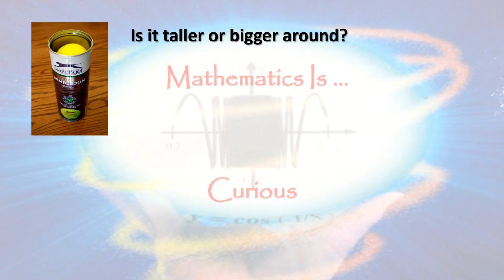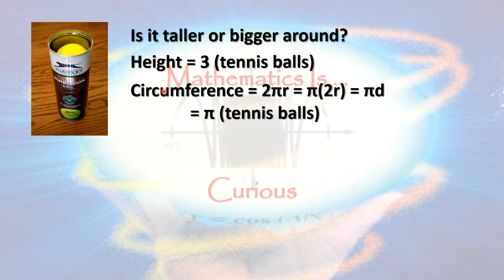The answer is actually fairly easy to deduce. Since there are 3 tennis balls in the can, it is 3 tennis balls tall. By around, we mean the circumference of the circular can. You may remember a formula for the circumference of a circle, 2 pi r, where r is the radius of the circle. The diameter of a circle is twice the radius, so this could be restated as pi times the diameter. But the diameter of the ball is the same as the height of the ball, so the circumference equals pi tennis balls. We know that pi is about 3.14, a little larger than 3.